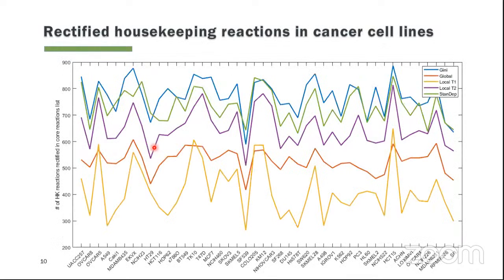First, for the cancer cell line data, these are those 44 cancer cell lines, and the number of housekeeping reactions recovered out of 929 housekeeping reactions in this Recon 2.2 model. Based on this plot, you can see that global and local T1 don't perform well in recovering these housekeeping reactions. In terms of the cancer data, local Gini performs marginally better than the recently published StanDep method. And both Gini and StanDep perform better than the remaining 3 thresholds.